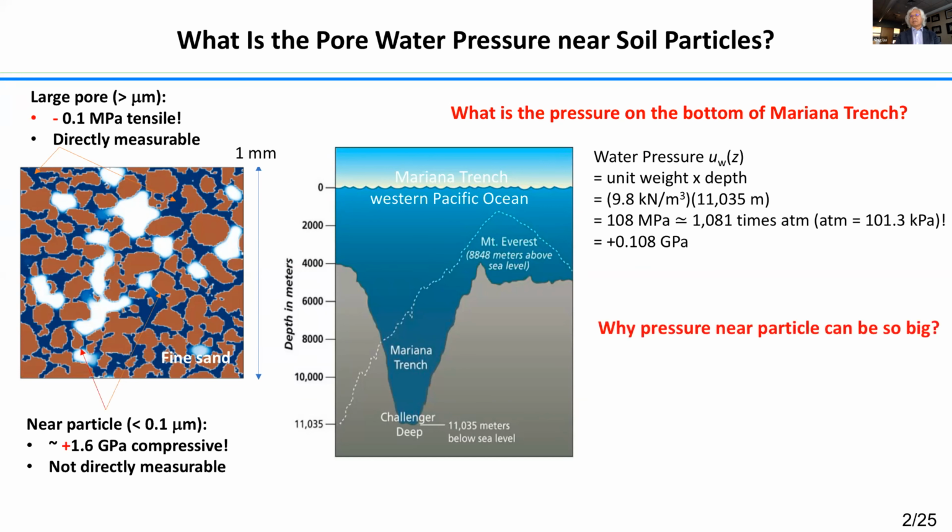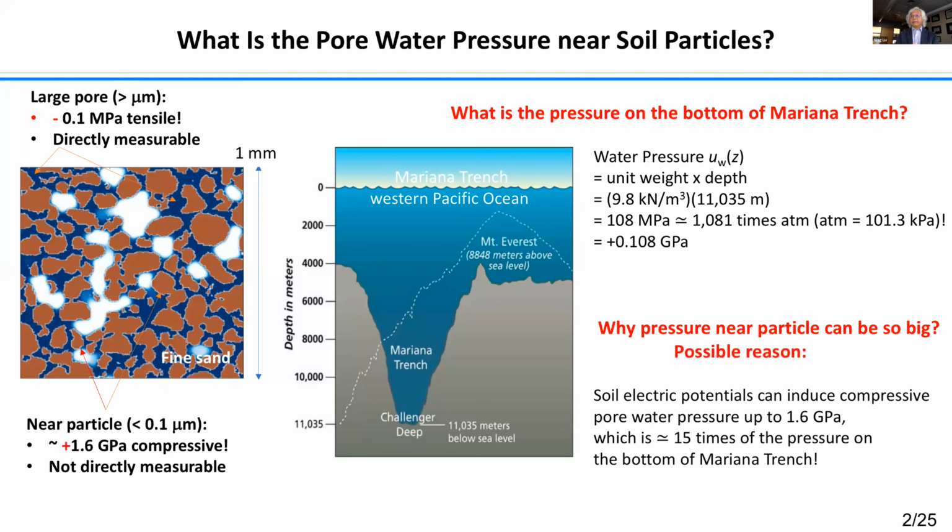That's a lot. So we wonder why the pressure near the particle surface is so high. The possible reason is that soil has a lot of silicon oxygen hydroxide near the particle surface. Because of the imbalance of the electromagnetic field, they can attract anything called polar material. Water is no exception. So that is the possible reason. As we go into that, I will try to convince you that it's actually true. It's really happening. And so the pressure in soil could be as high as 15 times the pressure at the bottom of the Mariana Trench.